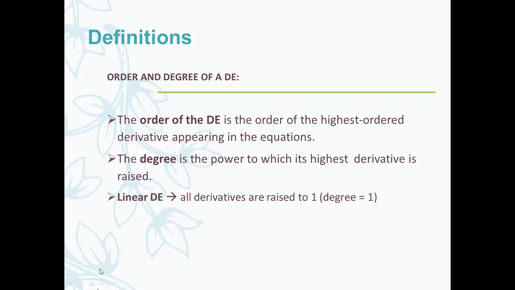Now, it doesn't follow though, class, let me just emphasize this. It doesn't follow that if the degree of your DE is 1, it's already linear. Like for example, I'd like to write this one. It doesn't follow that all first degree DEs are linear.